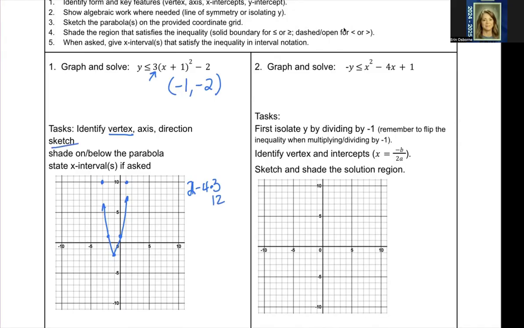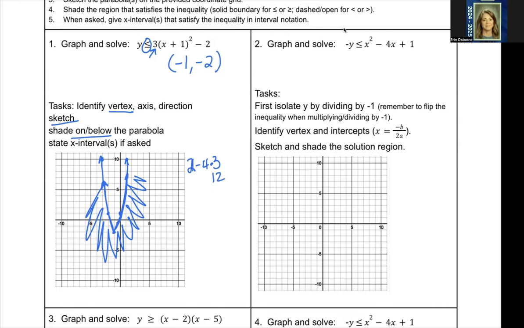We've sketched it. Now we're going to shade on or below the parabola. So on, because it's a solid line, meaning every point on the parabola is a solution to the inequality. And we're shading below because this is less. And so below the parabola becomes everything outside the parabola. And you don't have to shade the whole entire coordinate plane. It's kind of overkill. And this would be your result. And this I didn't mean to leave on there. We're not going to state the interval of x that's shaded.